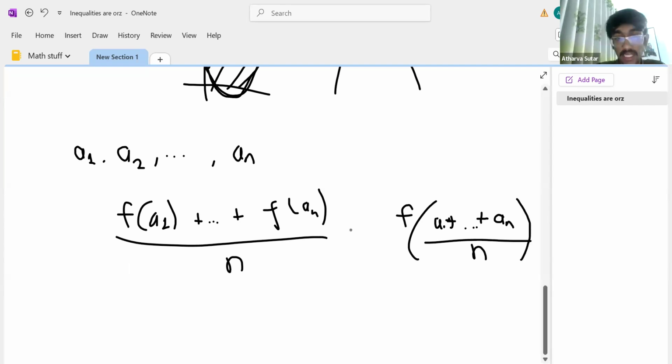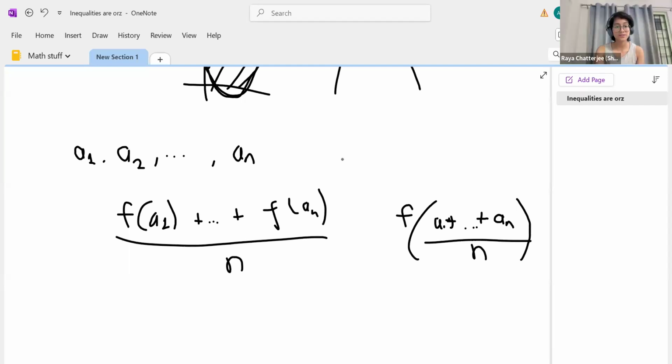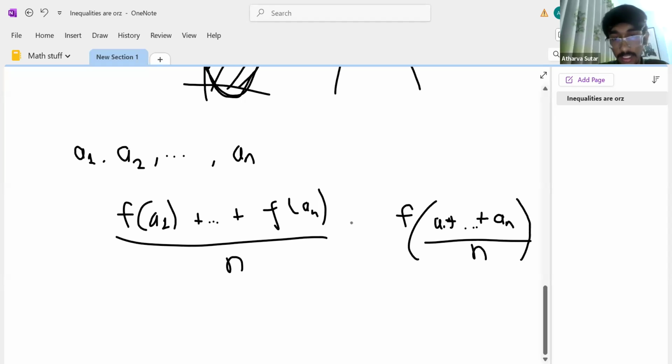Now, what would be the sign between these two? If f is a convex function, then the LHS would be greater than or equal to the RHS. And the opposite would hold if it is concave.